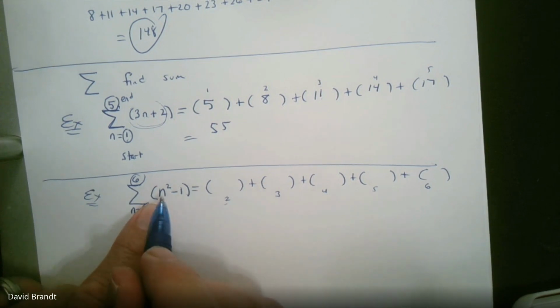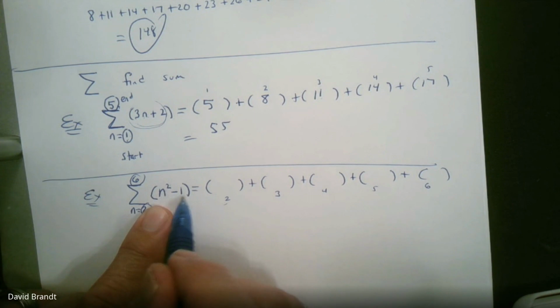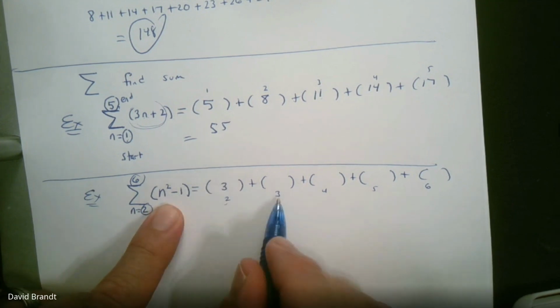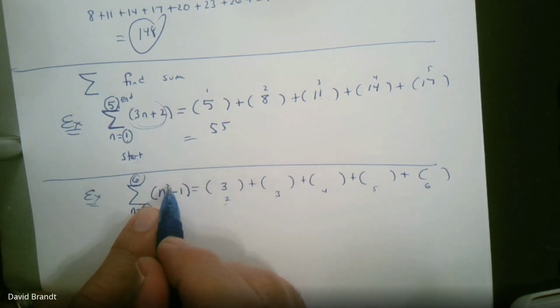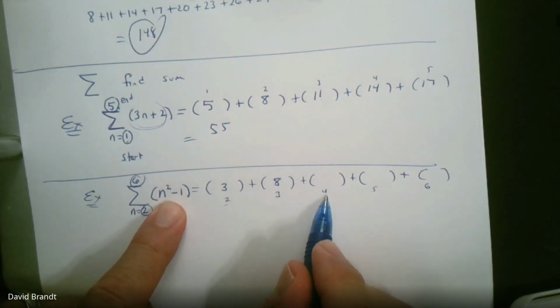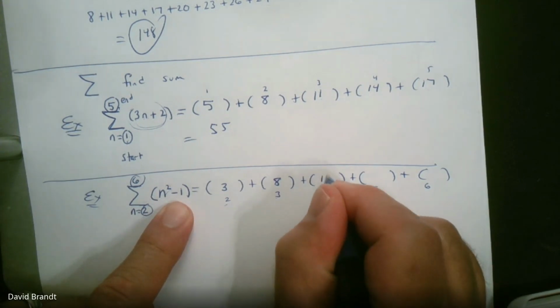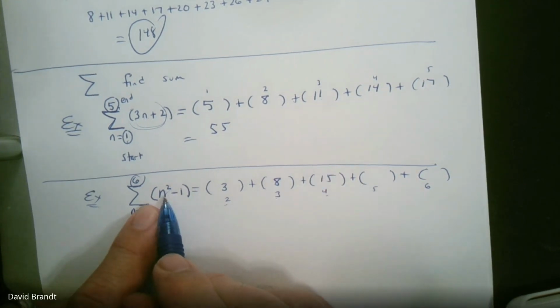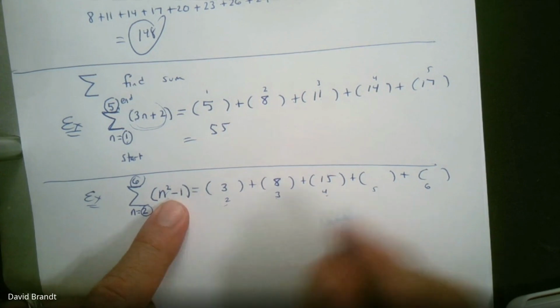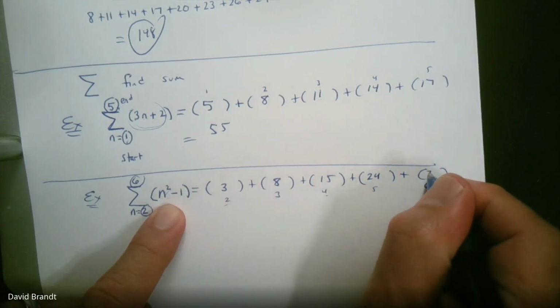When you plug in 2, you plug it in where the n is. So 2 squared is 4, 4 minus 1 is 3. Now plug in 3. 3 squared is 9, 9 minus 1 is 8. Now plug in 4. 4 squared is 16, 16 minus 1 is 15. Plug in 5. 5 squared is 25, minus 1 is 24. Plug in 6. That's the last number we're going to plug in. 6 squared is 36, 36 minus 1 is 35.